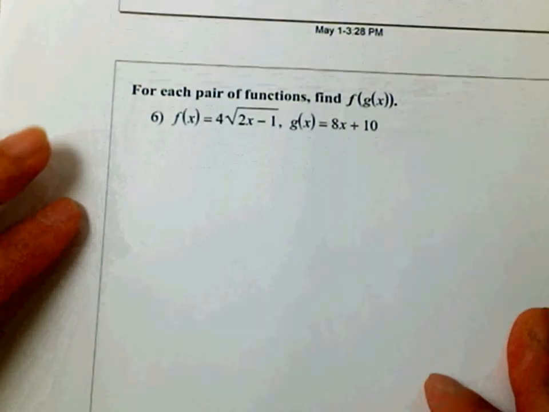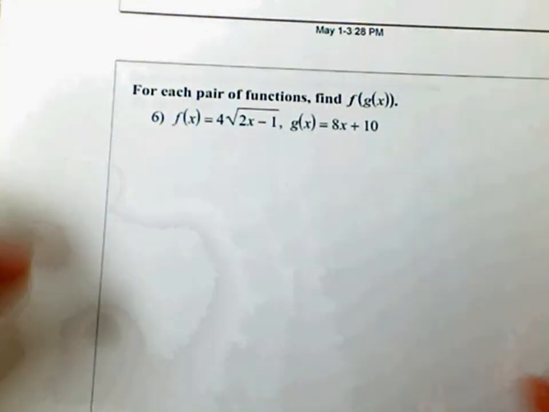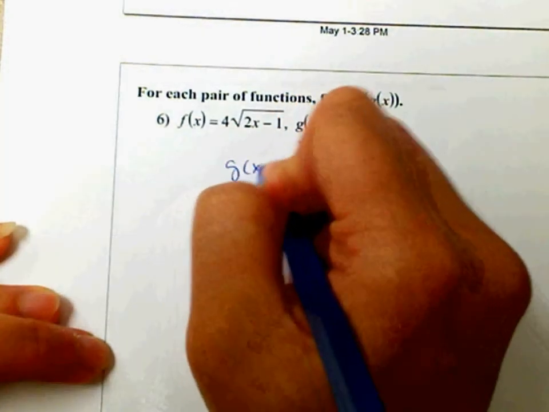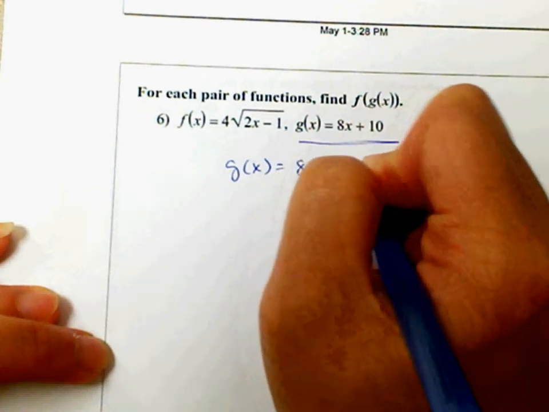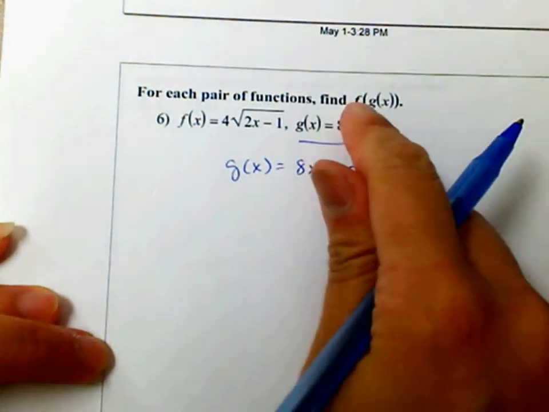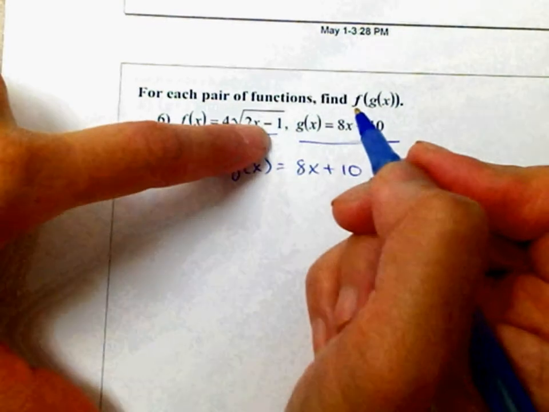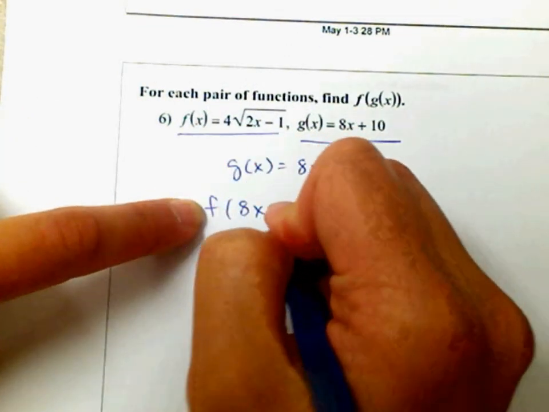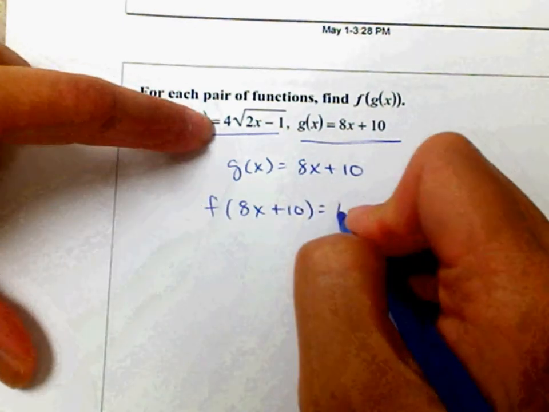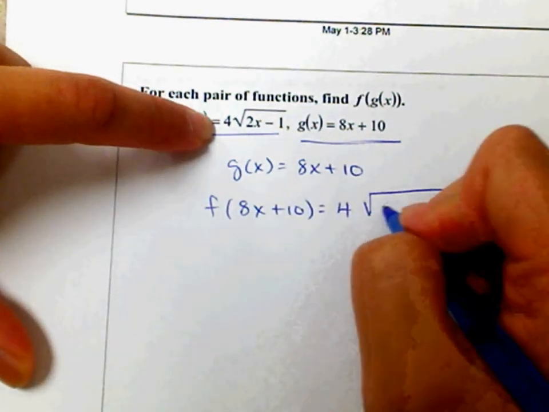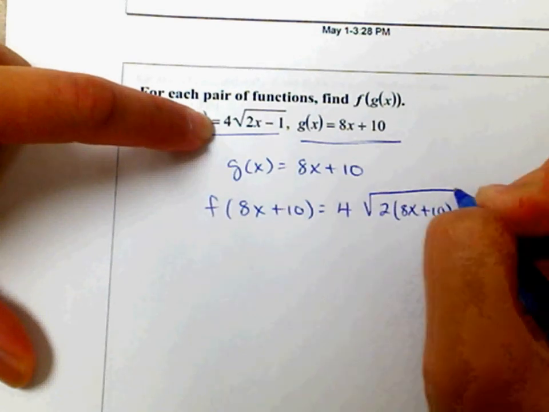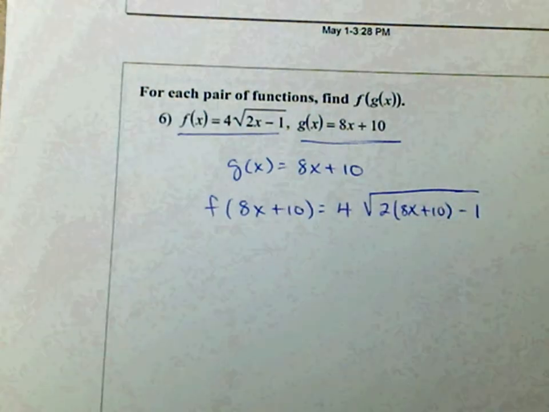Number 6, inside out. Take care of your g first. So your g of x is equal to 8x plus 10. Next you have your f. Wherever you see an x, you're going to plug this part in. So f, your x is now 8x plus 10. Write your 4, square root, 2 times 8x plus 10 minus 1. Make sure you carry your square root over.